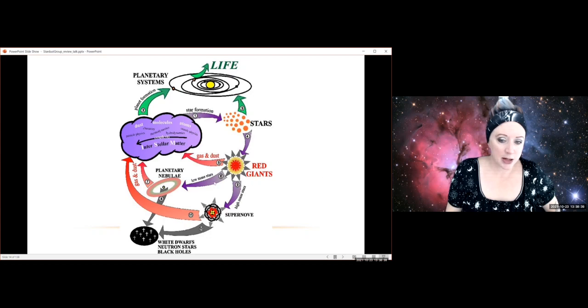And stardust is technically the material that is being thrown out by stars, whether it's a star that supernovas or just throws it out gently over time. And we'll be getting into that in more detail in our next video.